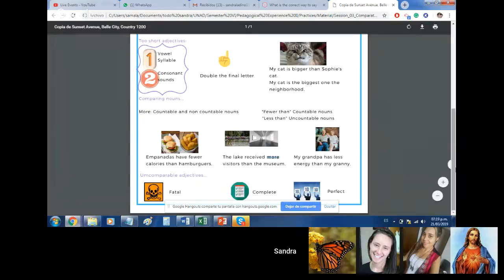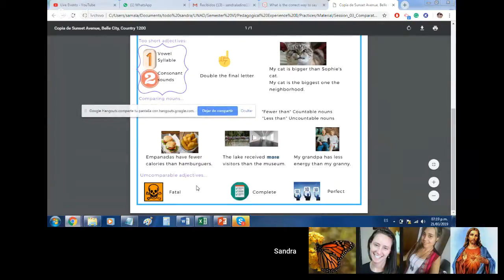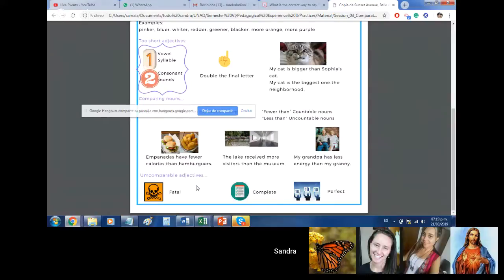Y finalizamos solamente ya, para terminar, con adjetivos que no podemos comparar. We never can say that something could be more or less fatal. Fatal is something that has a terrible consequence. For that reason, fatal is just fatal. We can use quantifiers, for example, highly fatal.